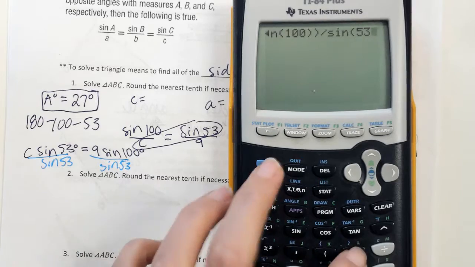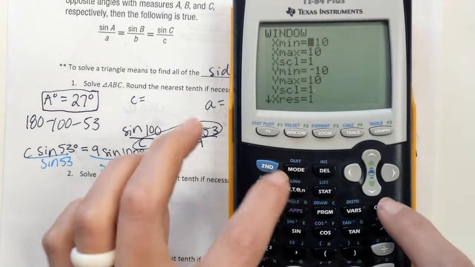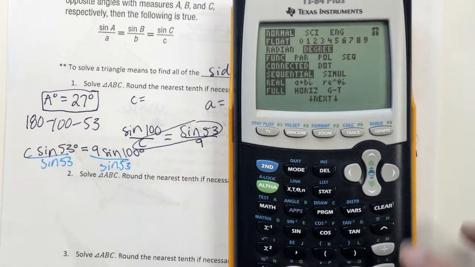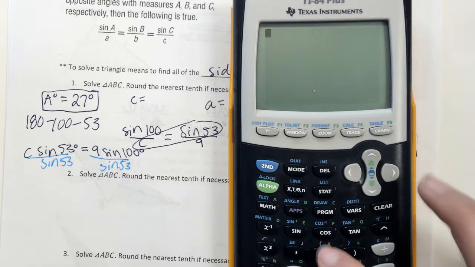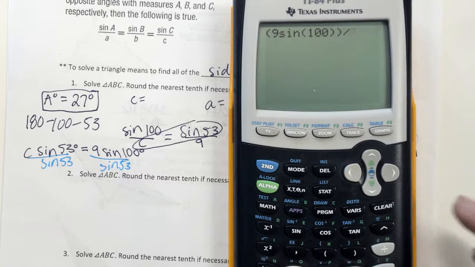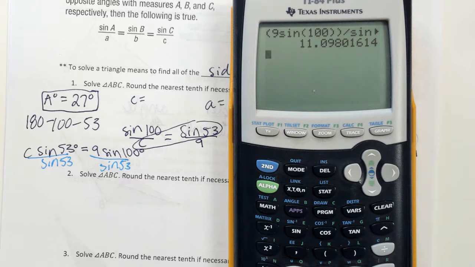Now, if your calculator does not say this, oh wait, hold on. Maybe mine's not in the right mode. Yep, mine said the wrong thing because it's not in degrees. Let me try this again. So 9 sine of 100 divided by sine of 53. Did everybody's calculator say this? If it's negative, let me know so I can fix it.